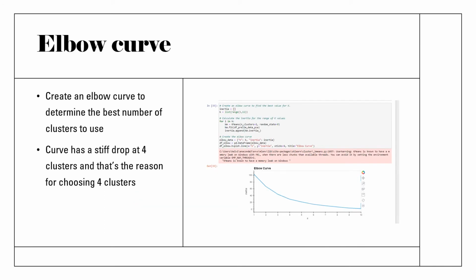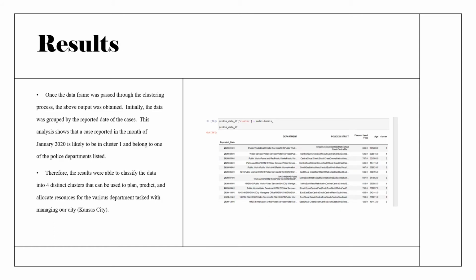So I was able to get an elbow curve that was able to tell me the number of clusters that I need. From this one, as you can see, the curve is dropping steeply at 4, so it means 4 clusters. So the results, once the data frame was passed through the clustering process, the above output was obtained.